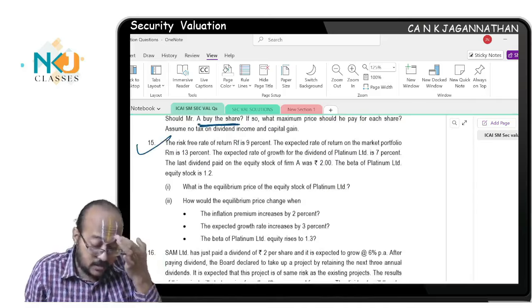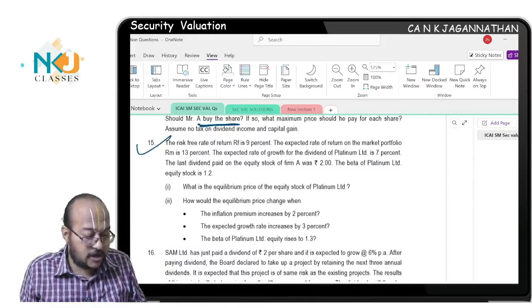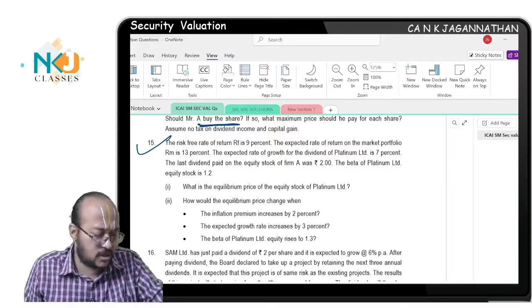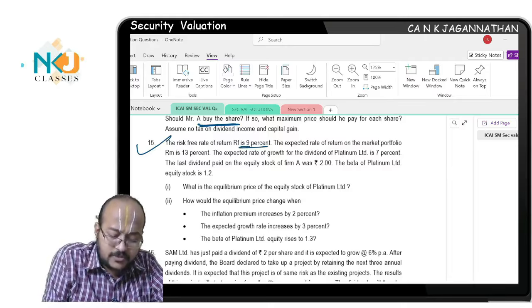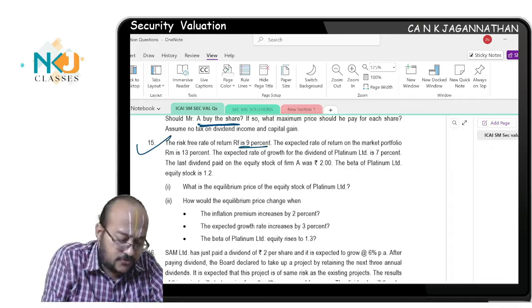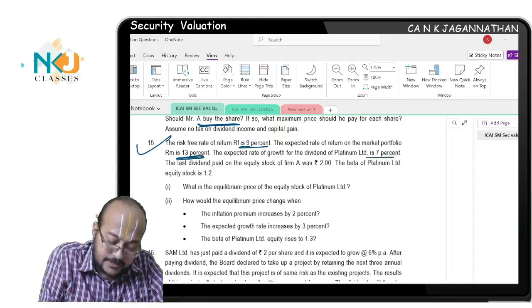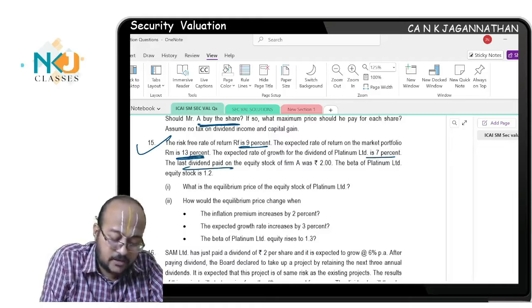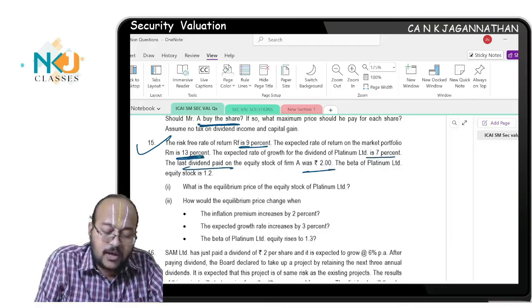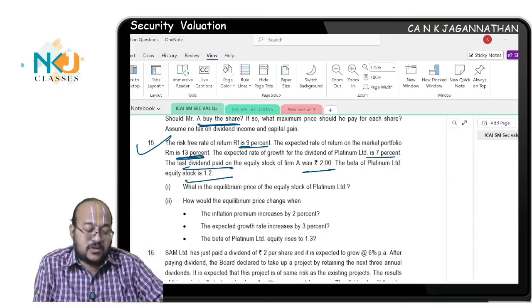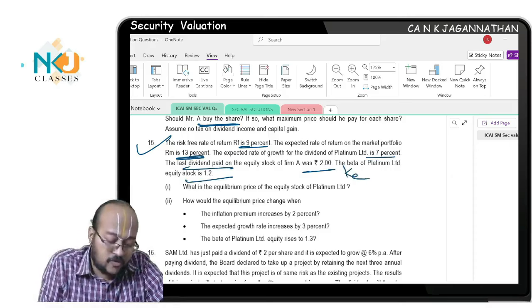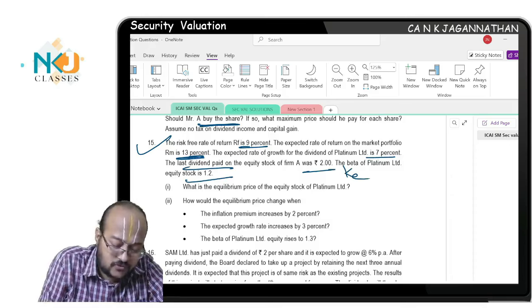Question number 15. The risk-free rate of return, simple computation only. The risk-free rate of return is 9%. The expected rate of return on the market portfolio is 13%. The expected rate of growth of the dividend of Platinum Limited is 7%. The last dividend paid, D0, is clearly given as 2, and beta is given. All this is given to compute K. What is the equilibrium price of the equity stock of Platinum Limited?